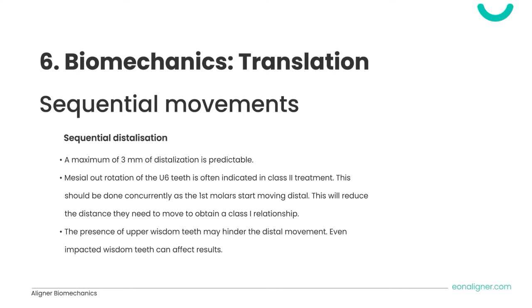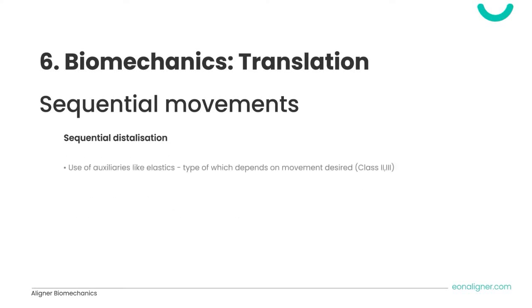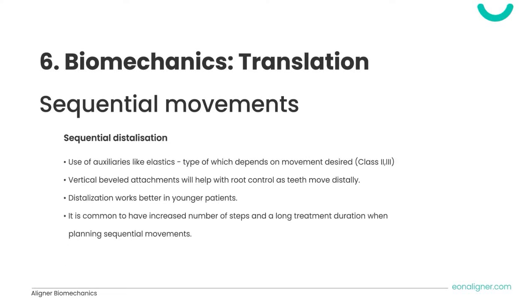The presence of upper wisdom teeth may hinder the distal movement. Even impacted wisdom teeth can affect results. Use of auxiliaries like elastics, type of which depends on movement desired, for example, Class 2 or 3. Vertical beveled attachments will help with root control as teeth move distally. Distalization works better in younger patients. It is common to have increased number of steps and a long treatment duration when planning sequential movements.